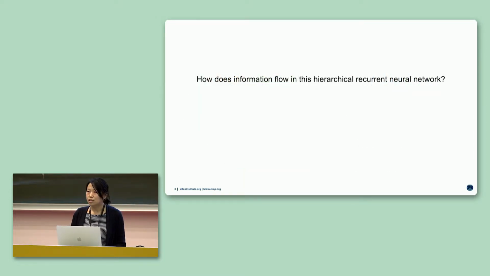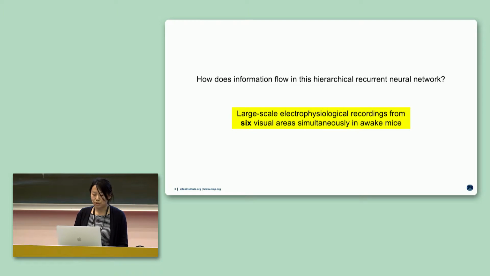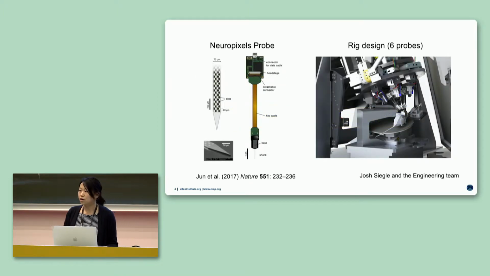Given this hierarchical and recurrent anatomical structure, we wonder how information flows in this network. We address this question by building a large-scale recording platform to record the spiking activity of single units from six interconnected visual areas simultaneously in awake mouse. We used Neuropixels probes, which were introduced in Churchland's talk. It is a high-density recording probe that can sample more than 100 units simultaneously.